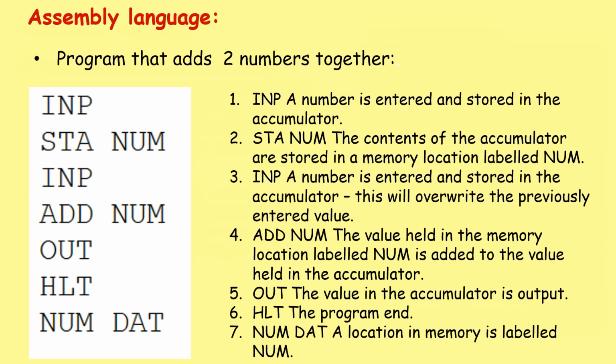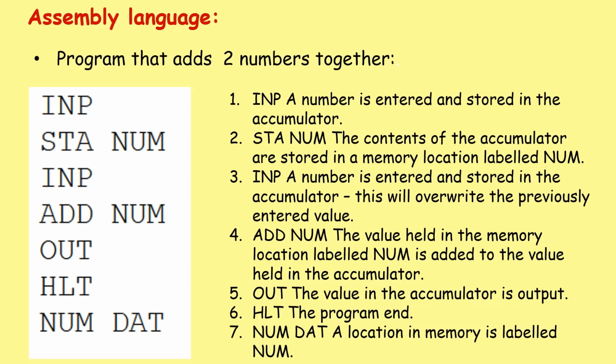So I'm going to take a look at two programs and just take you through how they work line by line. First of all, we have a very simple program that just adds two numbers together and outputs the result. Line 1. A number is entered and stored in the accumulator. That's what INP does, INP. Line 2. The contents of the accumulator are stored in a memory location labeled num. Line 3. A number is entered and stored in the accumulator. This will overwrite the previous entered value.